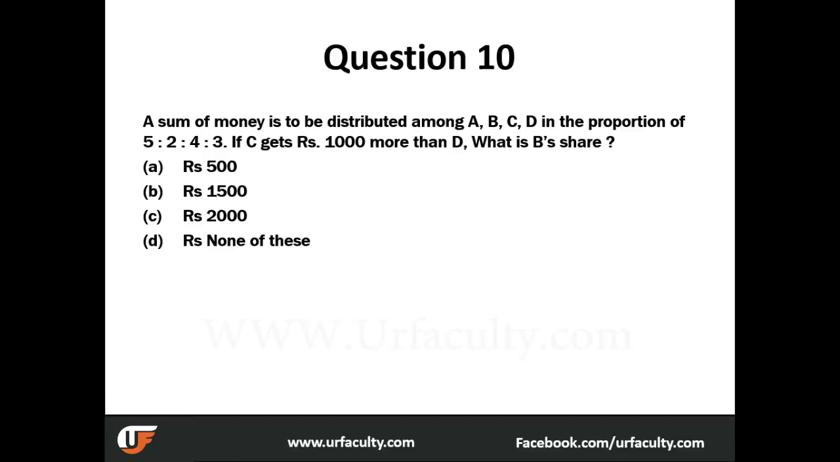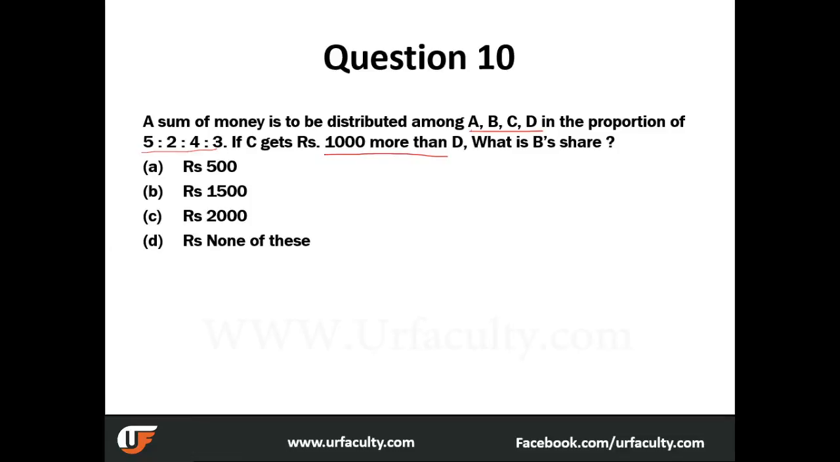A sum of money is to be distributed among A, B, C and D in the proportion of 5 is to 2 is to 4 is to 3. So it's being divided among 4 people, A, B, C and D, in the ratio 5:2:4:3. If C gets 1000 more than D, what is B's share?